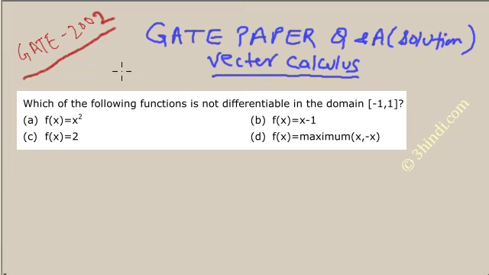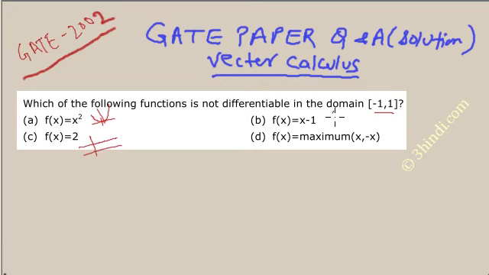This is the question from 2002. Which of the following functions is not differentiable in the domain minus 1 to 1? If you plot this graph, this is like x squared, so definitely this is differentiable, and for x equal to 2, this is like this, so this is differentiable.